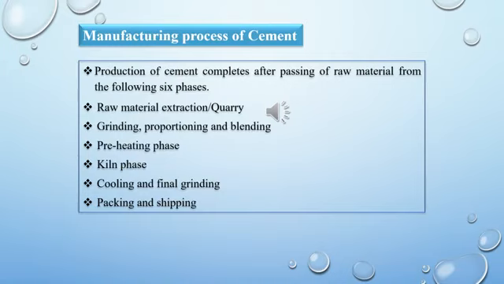After the kiln, now it is turned to cool down the cement. So our fifth phase is cooling and final grinding. Here we use different coolers to cool the cement, like clinker coolers or grate coolers. We use these two types of coolers to cool down the cement.